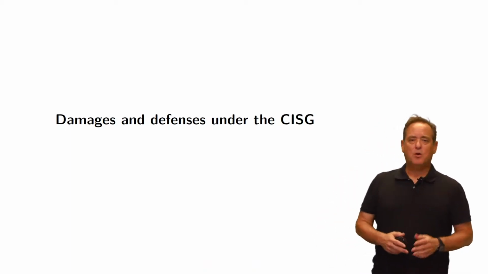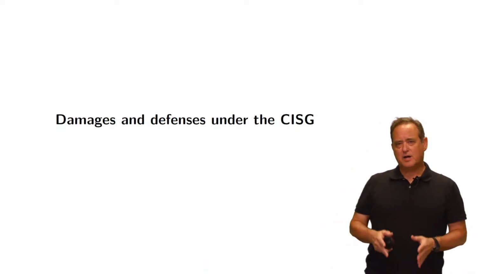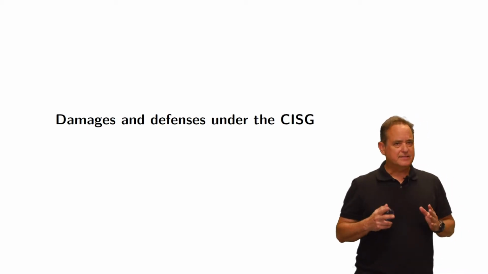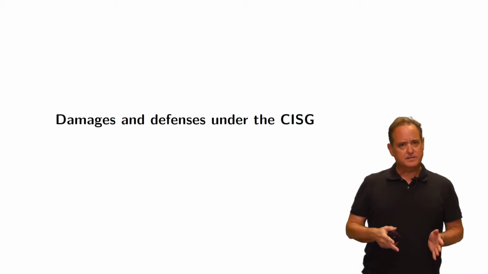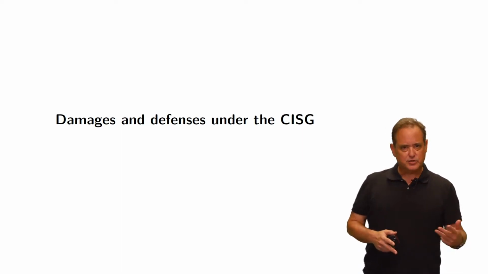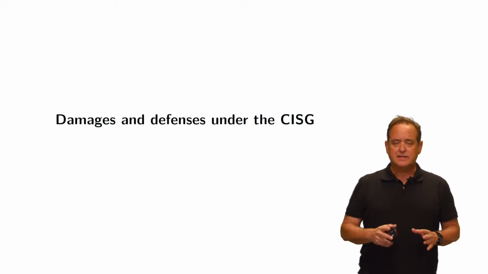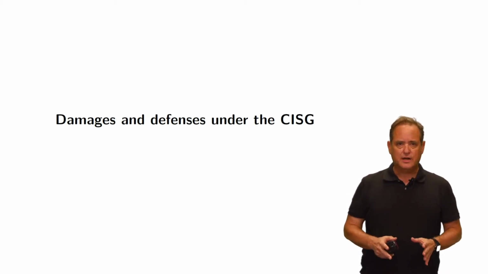Welcome back. We are working our way through the Convention on Contracts for the International Sale of Goods. We said that the CISG is a contracting system, and a contracting system does three things. It tells us what is a valid contract. It sets out the rules for the formation of a contract.